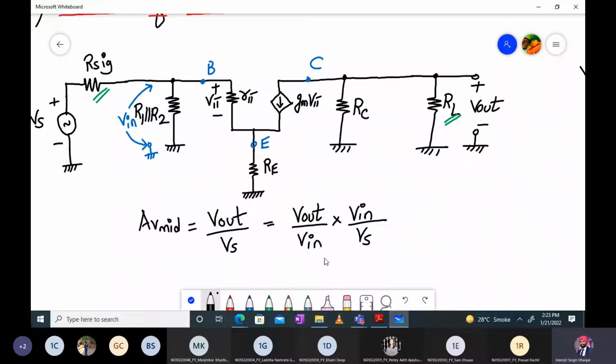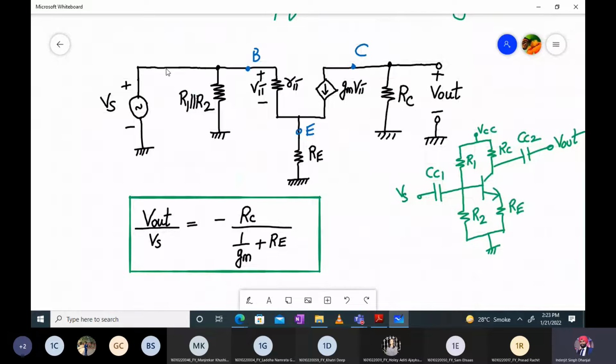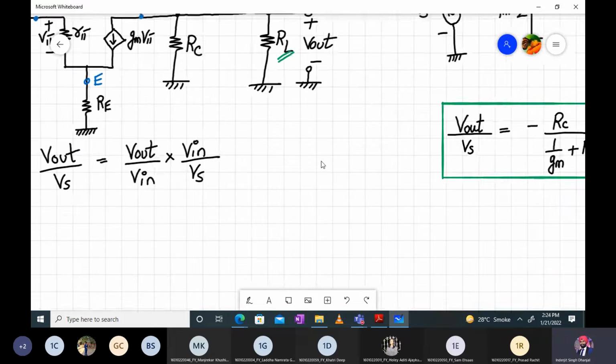So we know how to write the formula for V out upon V in, right? So that is what we have done over here, right? V out upon Vs in this case. If we assume that there is no RC, right? So we have to add an RL over here, and that RL is parallel to RC. That's the only difference. The rest of the formula will remain the same. So we can easily write this V out upon V in for this network over here.